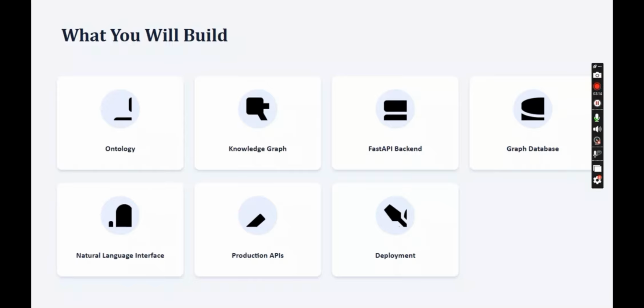We will begin by exploring the project structure. You will understand why every folder exists, why every module has been separated, and how maintainability was considered from the beginning. Then we will move into ontology engineering. We will learn how to design an ontology using Protégé that we have already discovered in our part 1 session.